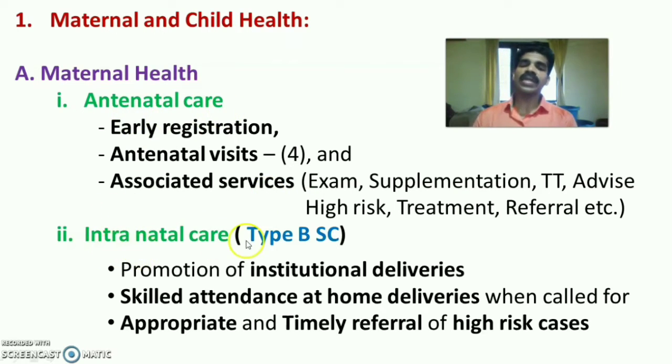Then second is intranatal care. That is, type B subcenter provides intranatal services or conducts the delivery. So promotion of institutional deliveries, that is delivery conducted at subcenters. Then if it is a home delivery, provide skilled attendance at home deliveries when it is called for, that is domiciliary midwifery. Then appropriate and timely referral for any high risk cases during the intrapartum period.